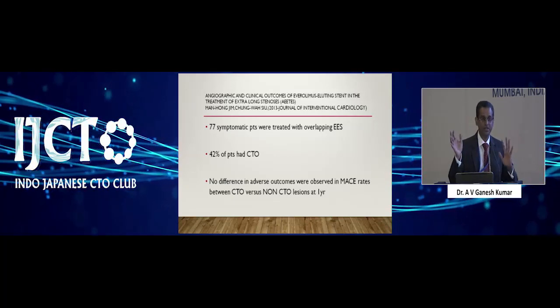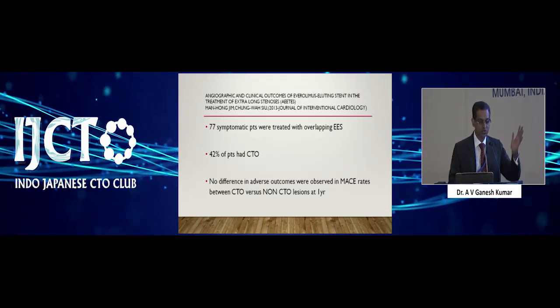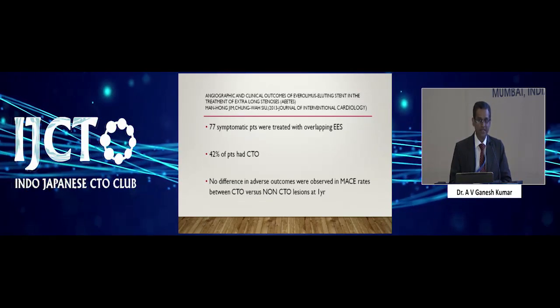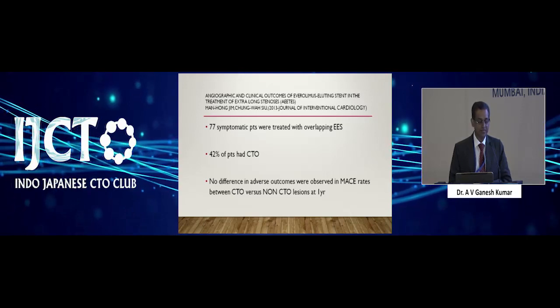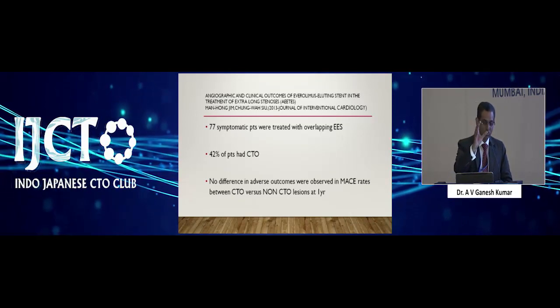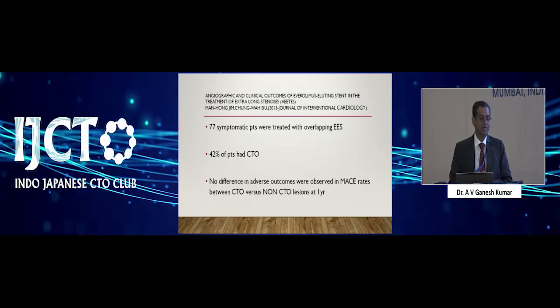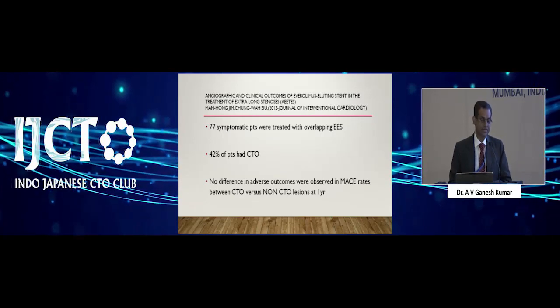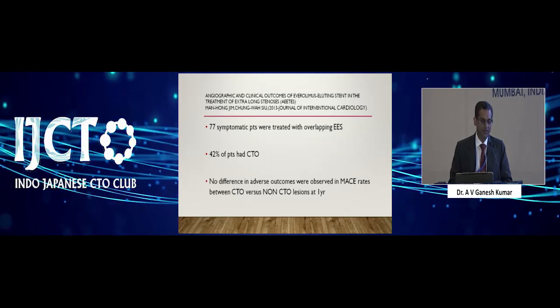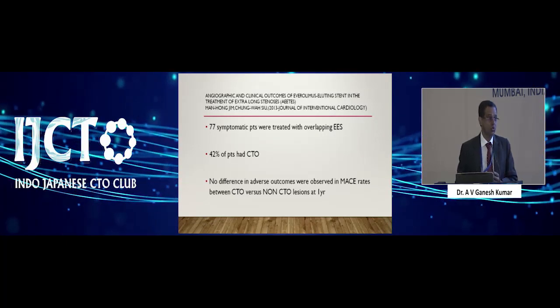Why do CTO and non-CTO become important? Because in CTO we do create a lot of false passages, and your stents lie from the true lumen to a false lumen to a true lumen. So you might argue that in CTO subsets you might have a higher rate of restenosis or MACE rates, or thrombosis, but that's not true anymore.